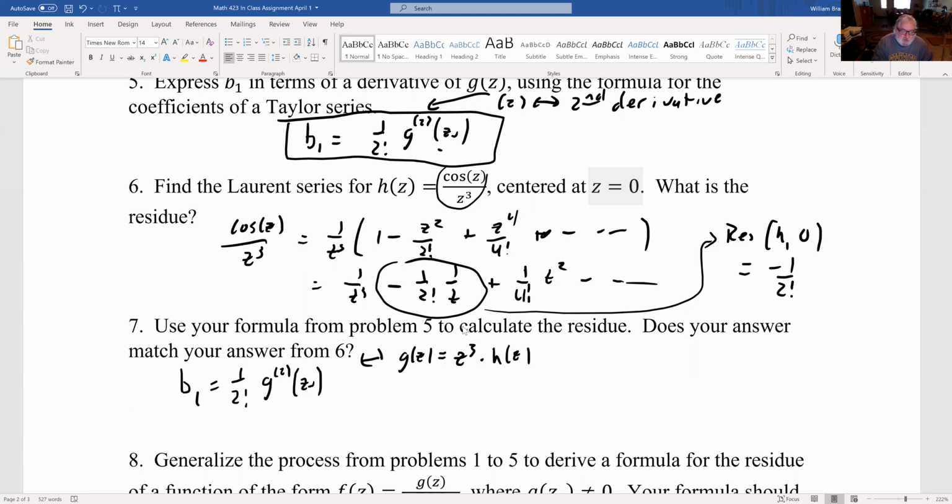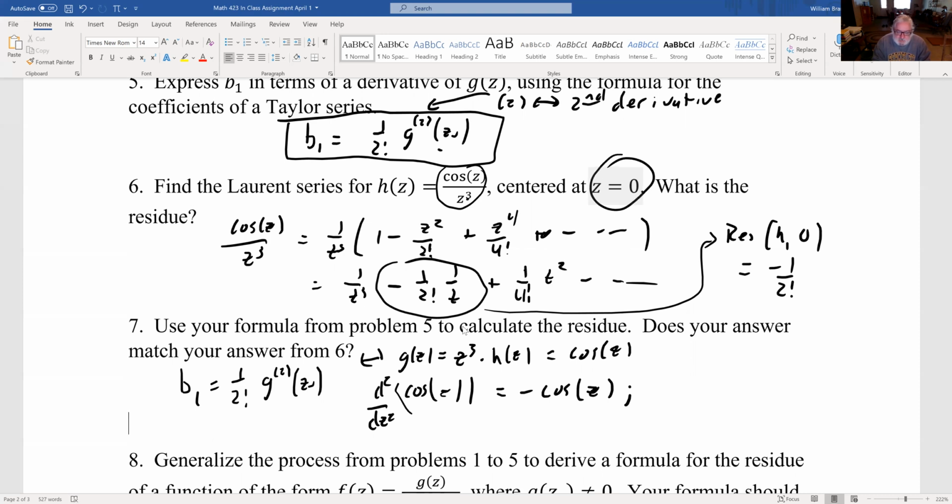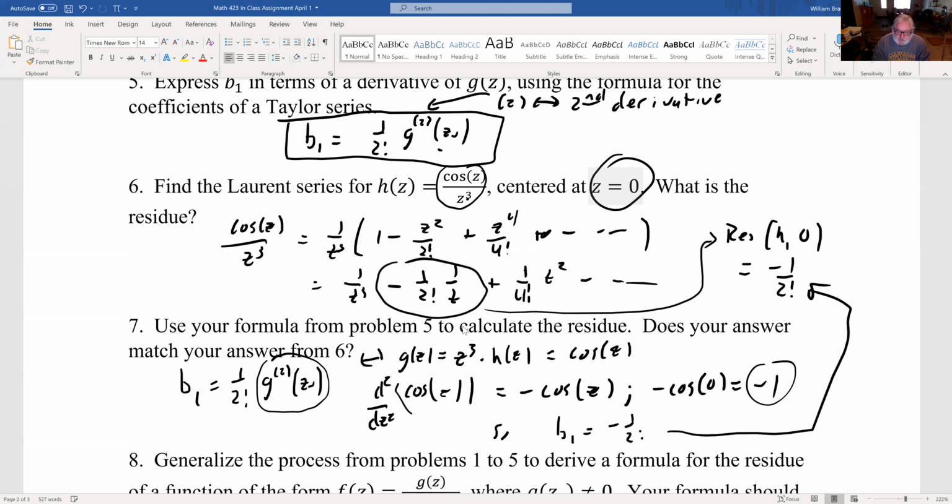Well, I take my function and multiply it by the power that's in the denominator, and that gives me g of z. In this case, that's cosine of z, the numerator. So the second derivative of cosine of z is minus cosine of z. We're centered at z equals 0, so minus cosine of 0 is minus 1. So the second derivative of g evaluated at z0 is minus 1, and so we get b1 equals minus 1 over 2 factorial, which is the same thing we got there.